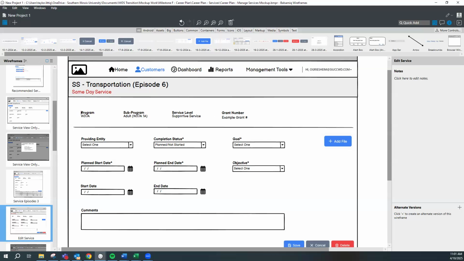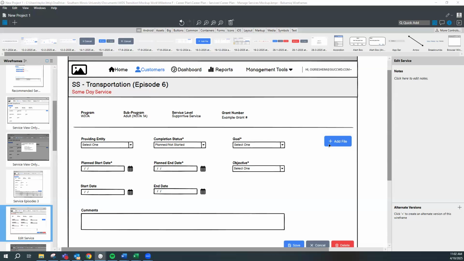Once again, you'll have your display fields here, so you'll be able to always look back at those. And then you're going to start filling out your information. So you're going to select your providing entity, your completion status, you're going to assign a goal, and then once the goal is selected, you're going to assign an objective, plan start dates, plan end dates, things like that. And then you'll have your comments at the bottom, so you'll be able to put in any comments that you need for this specific service.